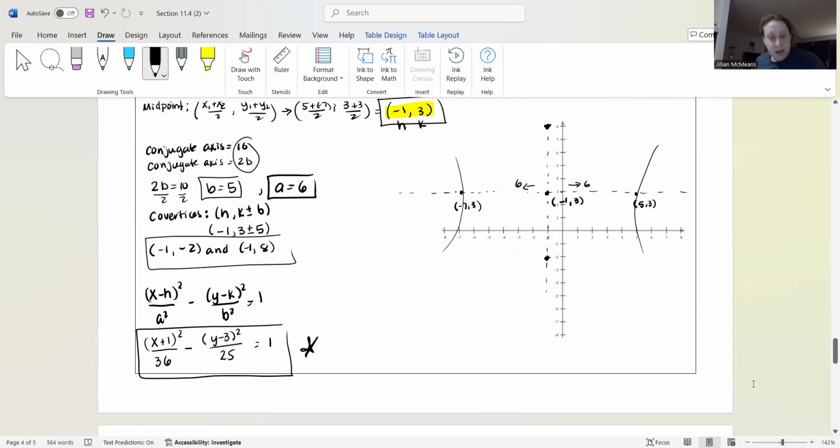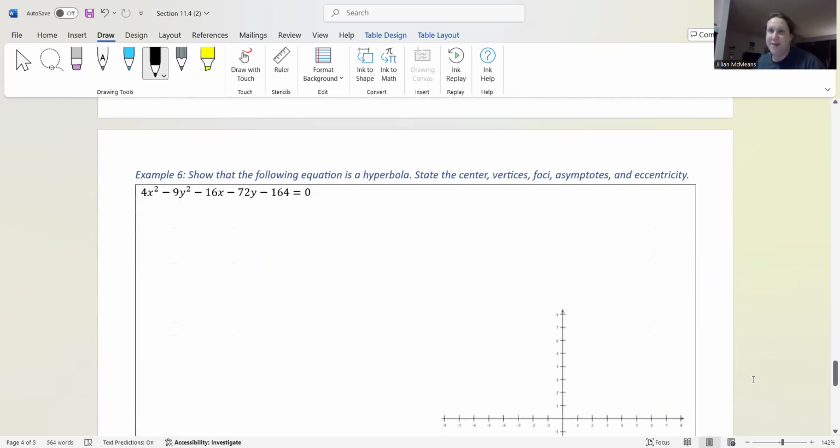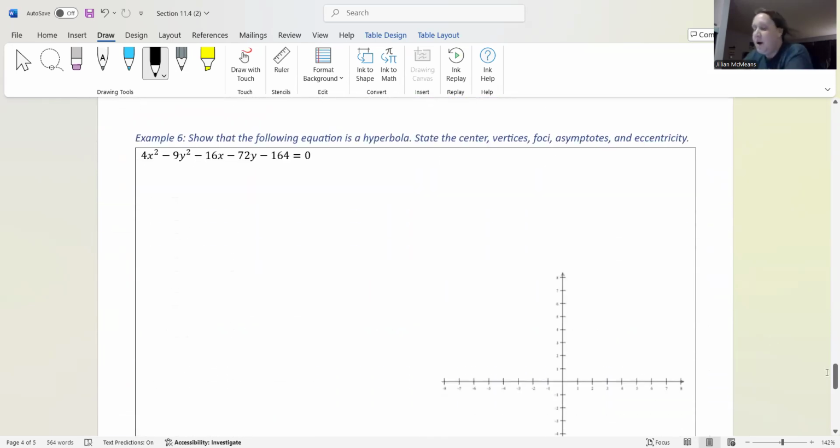All right. Next up is the one that's going to take a while. This is the long one, and this asks for like everything. So it says, show that the following equation is a hyperbola. The good news is when we get to section 7.5, there's an easier way to show that something is a hyperbola, a parabola, a circle, or an ellipse. But for now, we just got to brute force it.